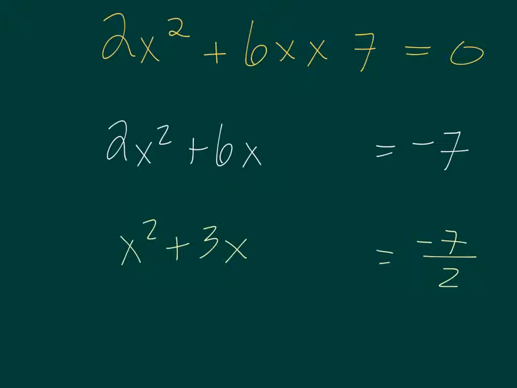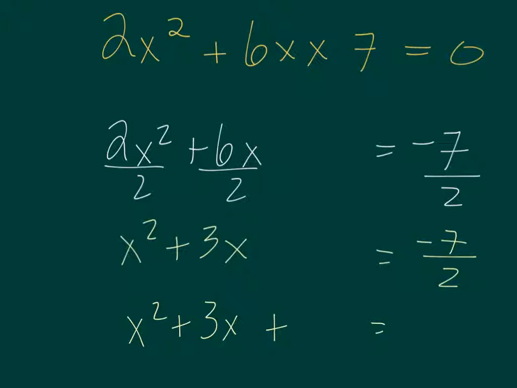So I'm just dividing everything by 2, right? Divide everything by a. Now we take half of b and square it. b is currently 3. We take half of 3, which is 3 halves, right? And square 3 halves. What do you get when you square 3 halves?